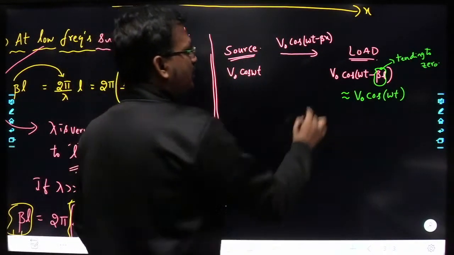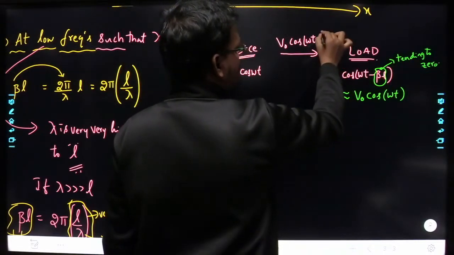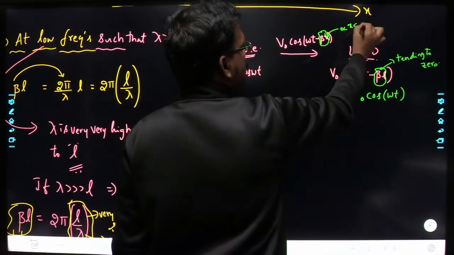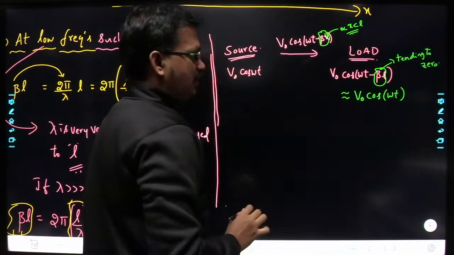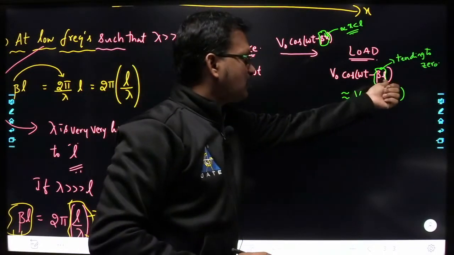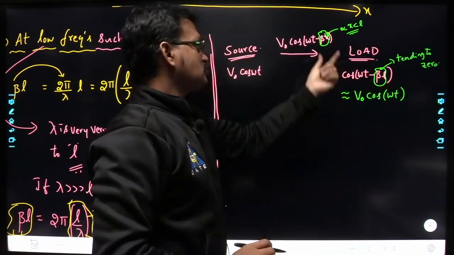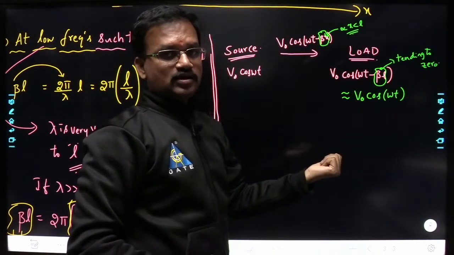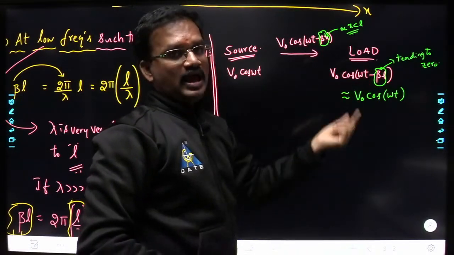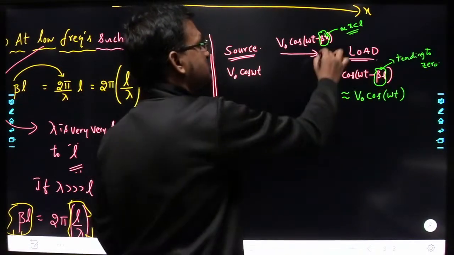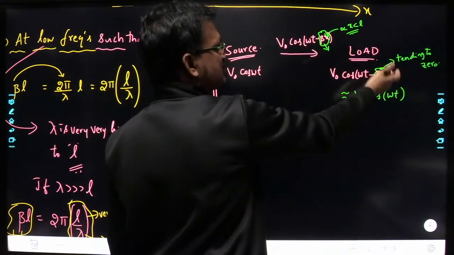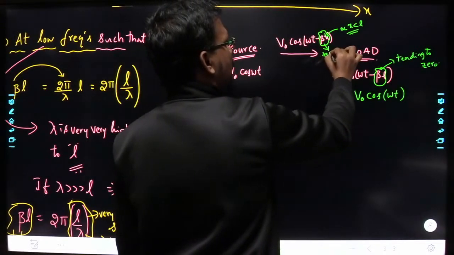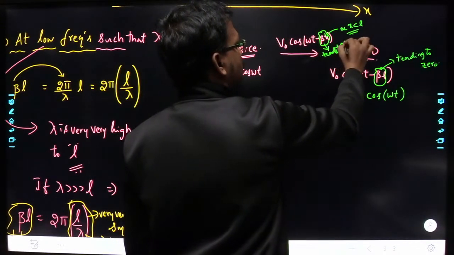Now, if beta L is tending to 0, what happens to beta x? Here x lies from 0 to L, so x is less than L. That means beta x will be smaller than beta L. As beta L is tending to 0, beta x will be further less than beta L. So beta x will also tend to 0.